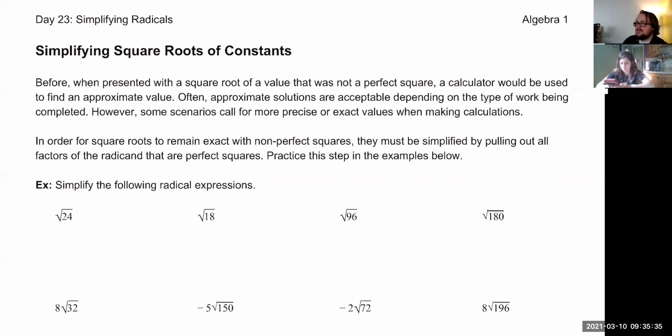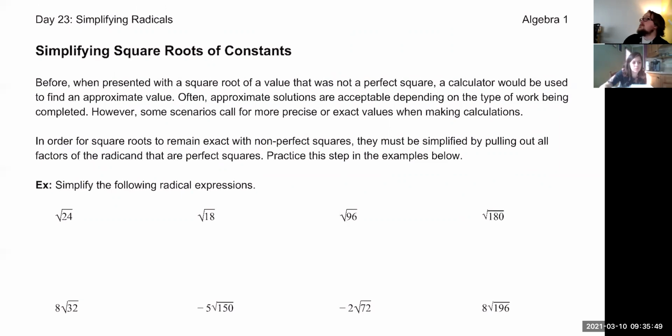Yes, I got it. 24, square root of 7 and 10. The square root of 24 is 7 and 10? Yeah. Not quite. Oh, come on. So we'll talk about that here in just a moment.